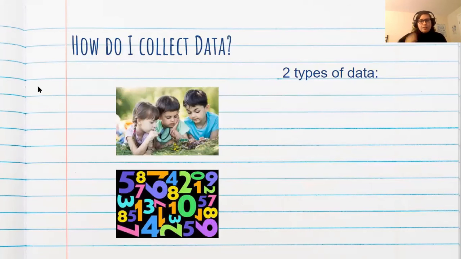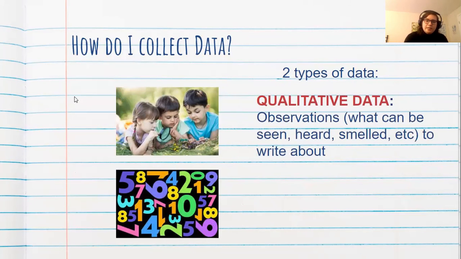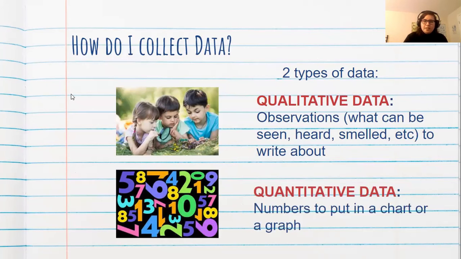So finally, I want to talk about two different types of data, and this will be the last bit of notes that you take down. So we have qualitative data and quantitative data. Qualitative data tend to be observations, things that you see, hear, smell, etc., that can be written about, but don't have a number that can sort of relate to them.